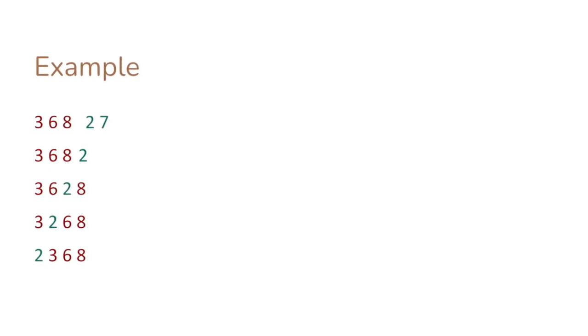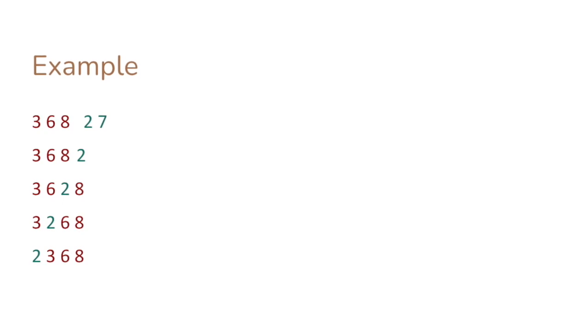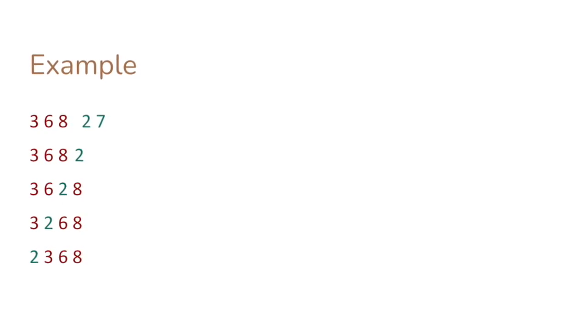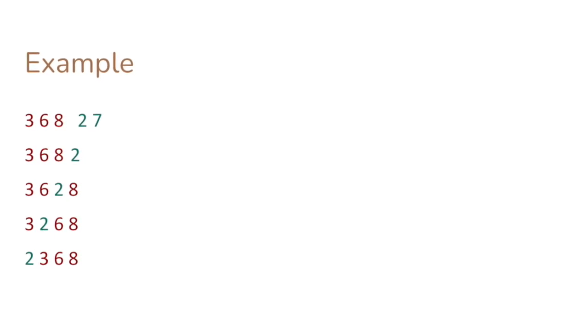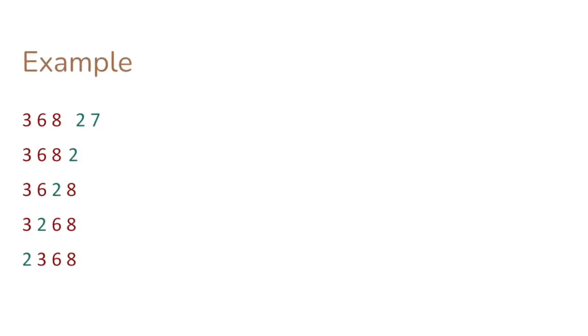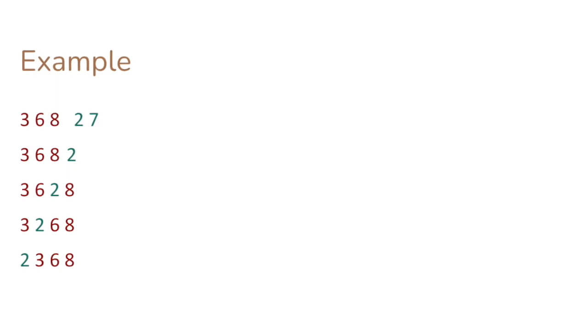Now you have 2 to compare with 3. 2 is still less than 3, so the same thing is going to happen. You're going to shift 3 down, and you're going to bump 2 over. Then at this point, 2 would be at the start of the list, so you know that there's nothing else to compare it to.